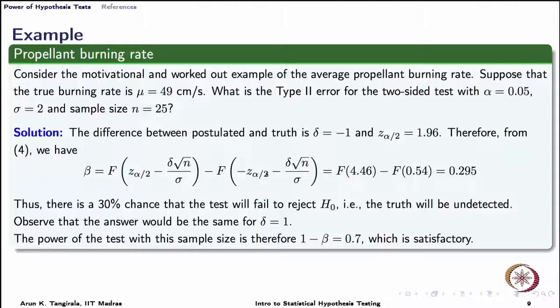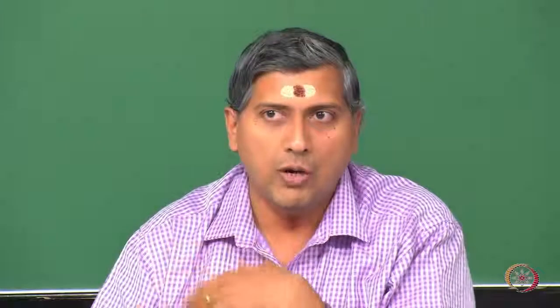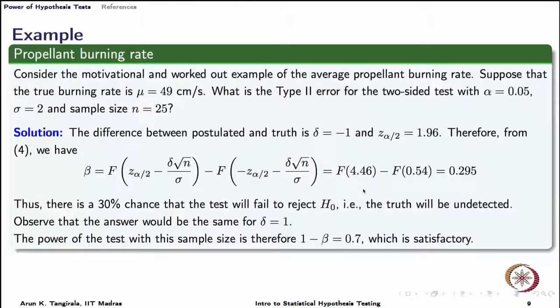Now, how did we get this? Well, we just plugged in the value of Z alpha by 2, delta is -1, n is 25 and sigma is 2, and all of this is given. We can look up the standard charts. Maybe you should make it a habit if you are writing the exam to look up the standard charts, because in the exam you will not have access to a computer to use pnorm or any other software package. So, all you look up in the standard chart is the probability that the random variable will take on values up to 4.46 and likewise here 0.54, therefore, you get 0.295.